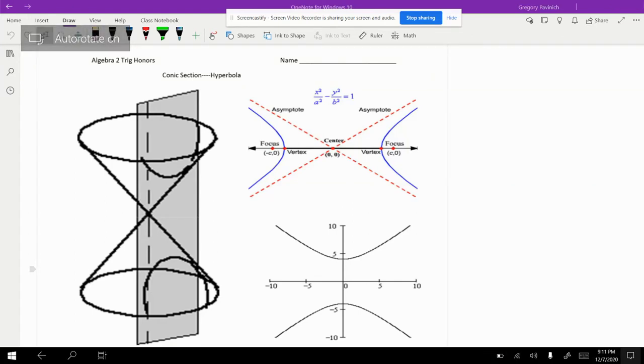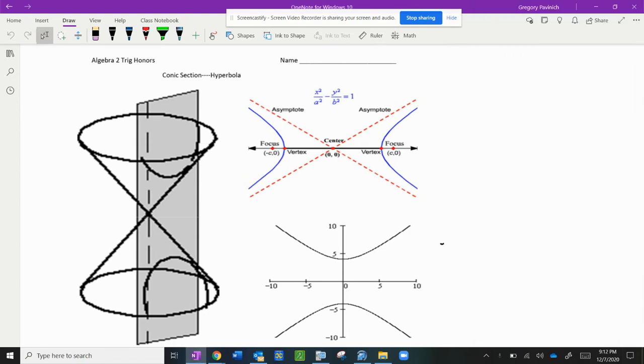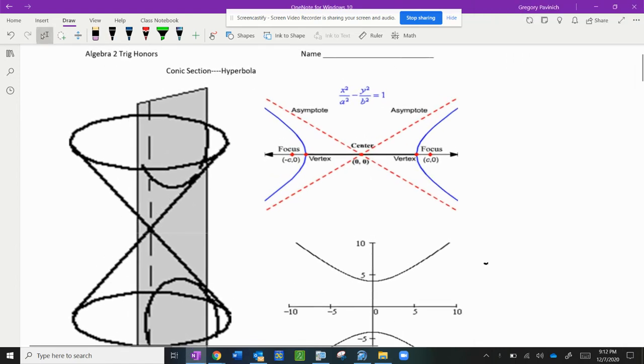Our next video is on hyperbolas, and it's going to be very similar to what we did with an ellipse. It has a center, as you can see here. It has a vertex. It's going to look like two parabolas, and it's got a focus, just like an ellipse. And notice the focus is always being hugged by the parabola looking things on both sides.